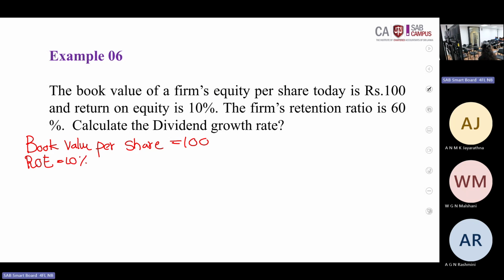So then EPS, earnings per share: we have 100 rupees per share, and on that we are going to have 10% as our earnings. For one share, how much is the earning? 10. Retention is 60. If a particular share earns 10 rupees, part of it is going to be retained and the remaining is going to be distributed as a dividend. So we call that the retention ratio.